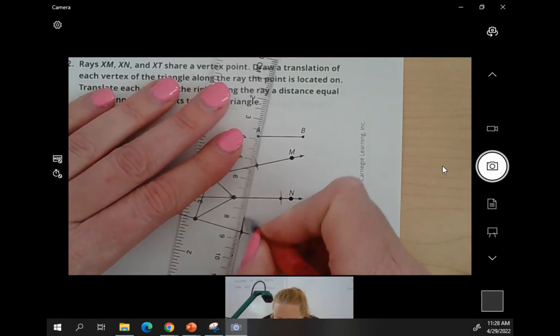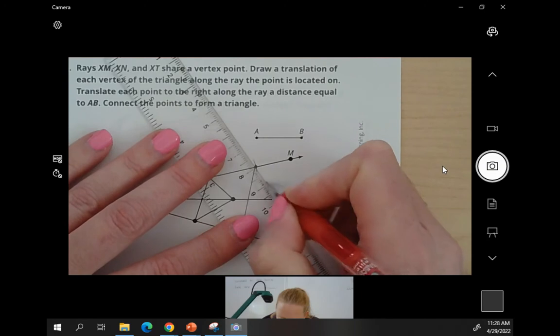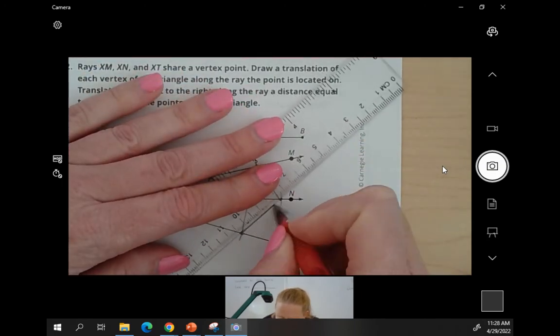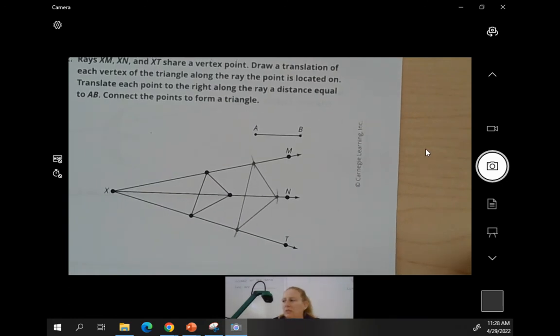And I'm going to connect them. Use my straight edge here to connect them. Make my new triangle. Wow, it like grew that time. It grew. It's funky, but effective.